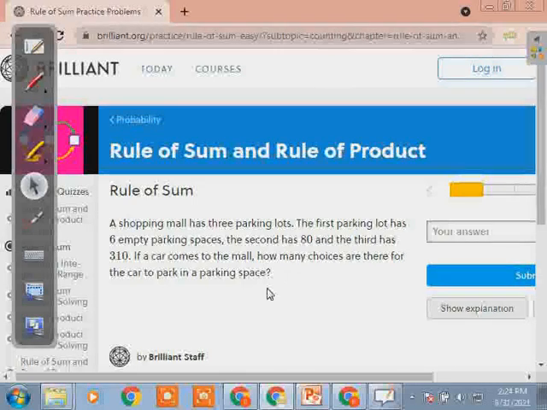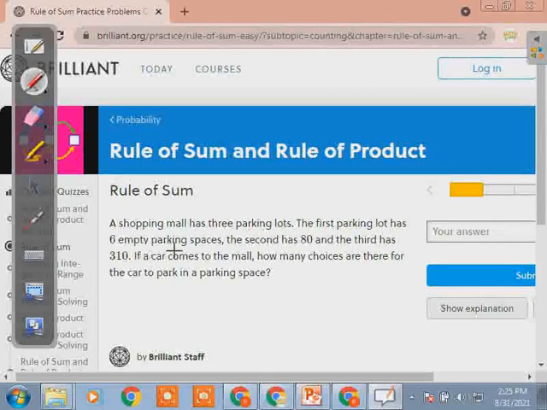Okay, so we are going to do this problem here. This is also on the principle of addition that we have just discussed, the rule of sum, and this is a problem of counting. A shopping mall has 3 parking lots. The first parking lot has 6 empty parking spaces, the second has 80, and the third has 310. If a car comes to the mall, how many choices are there for the car to park in a parking space? So you have got the answer, I believe.